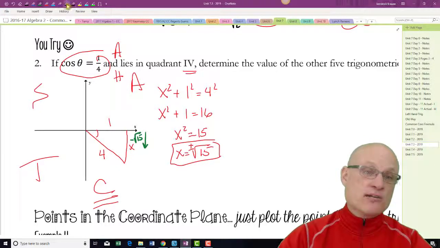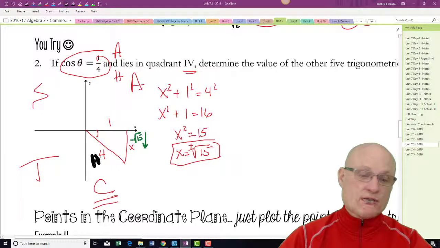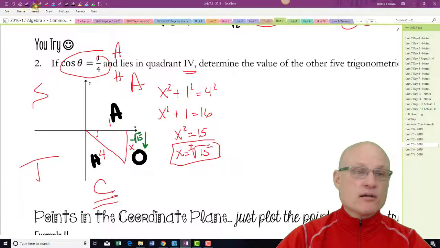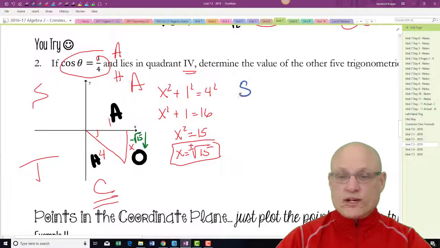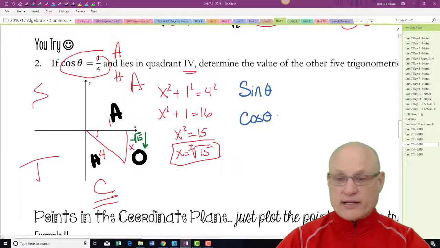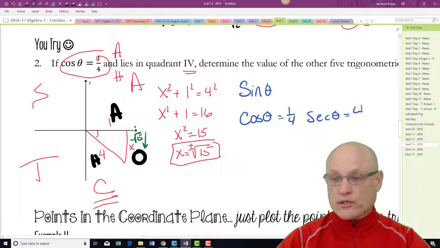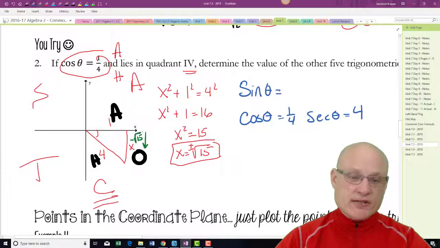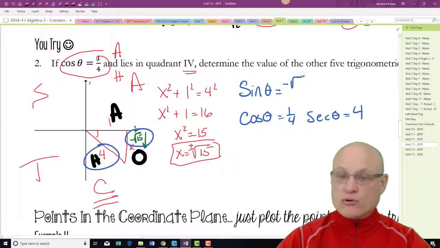All right, let's label this. Hypotenuse, adjacent, opposite. All right, let's go through these. Sine of theta. Now, I already know cosine of theta, so I'm going to write that down. That's 1/4. And I know its reciprocal function is secant of theta, and that's just 4 over 1, or just 4. Sine's not bad. It's opposite over hypotenuse. That's negative square root of 15 over 4.